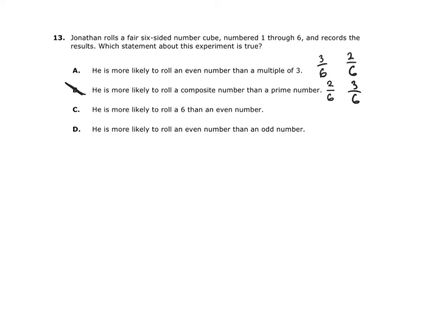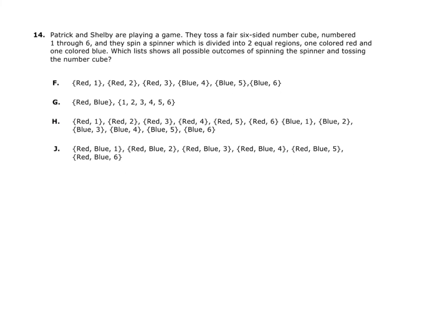C says he's more likely to roll a 6 than an even number. So there's only 1 six out of total 6 outcomes. An even number, there's 3 out of 6. So C can be wrong. D says he's more likely to roll an even number than an odd number. Well, there's 3 out of 6 even, there's 3 out of 6 odd, so they're not more likely. It is the exact same probability, so D is wrong. So A is our answer.